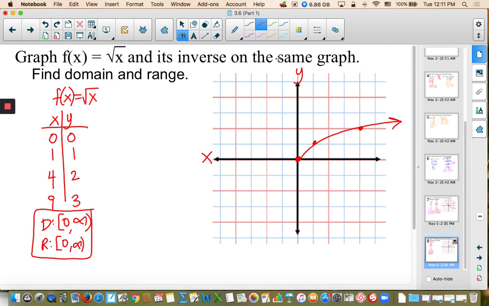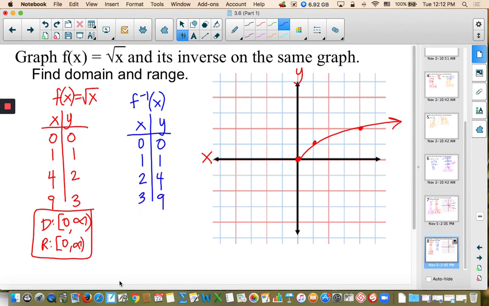To graph the inverse, I switch the x's and the y's. So 0, 0 stays the same. 1, 1 stays the same. That's going to turn into 2, 4 instead of 4, 2. And I'm probably not going to have room, but this would turn into 3, 9. So I've got 0, 0. I've got 1, 1, but this time 2, 4.